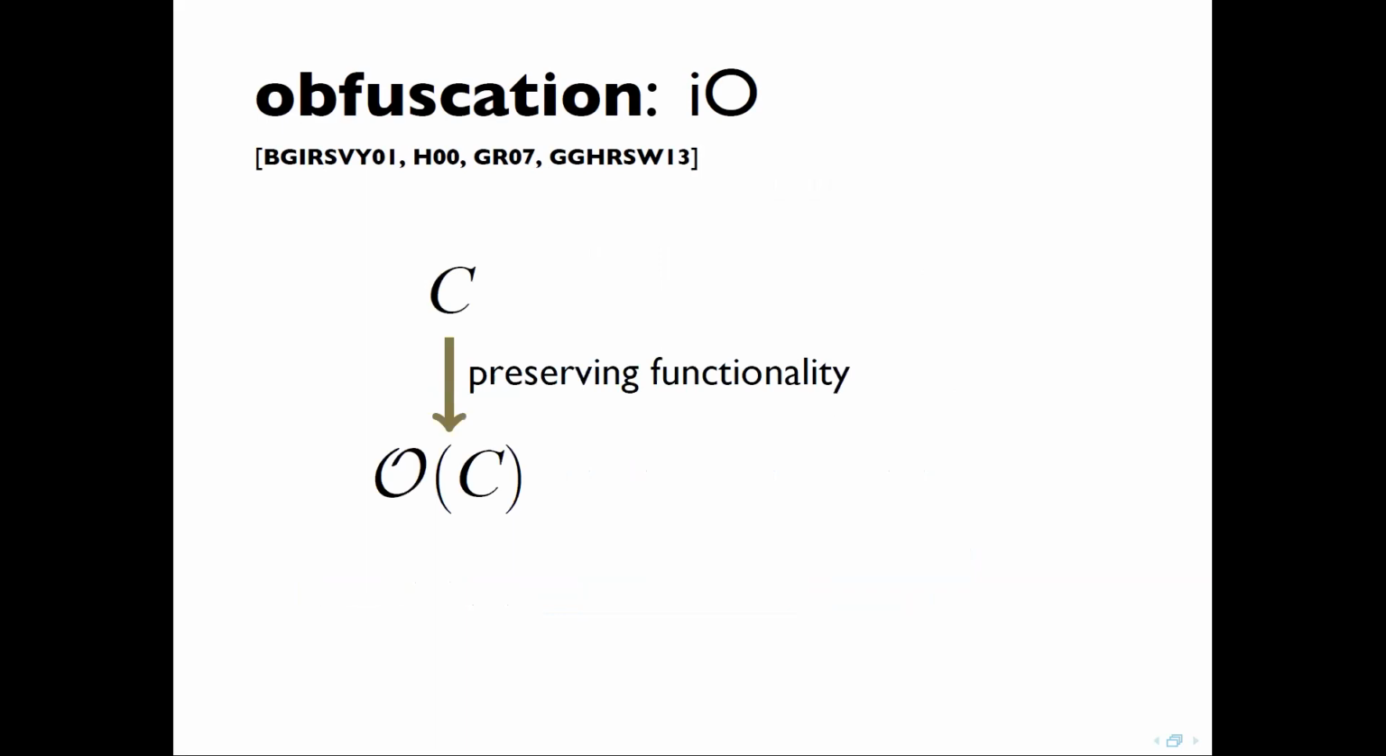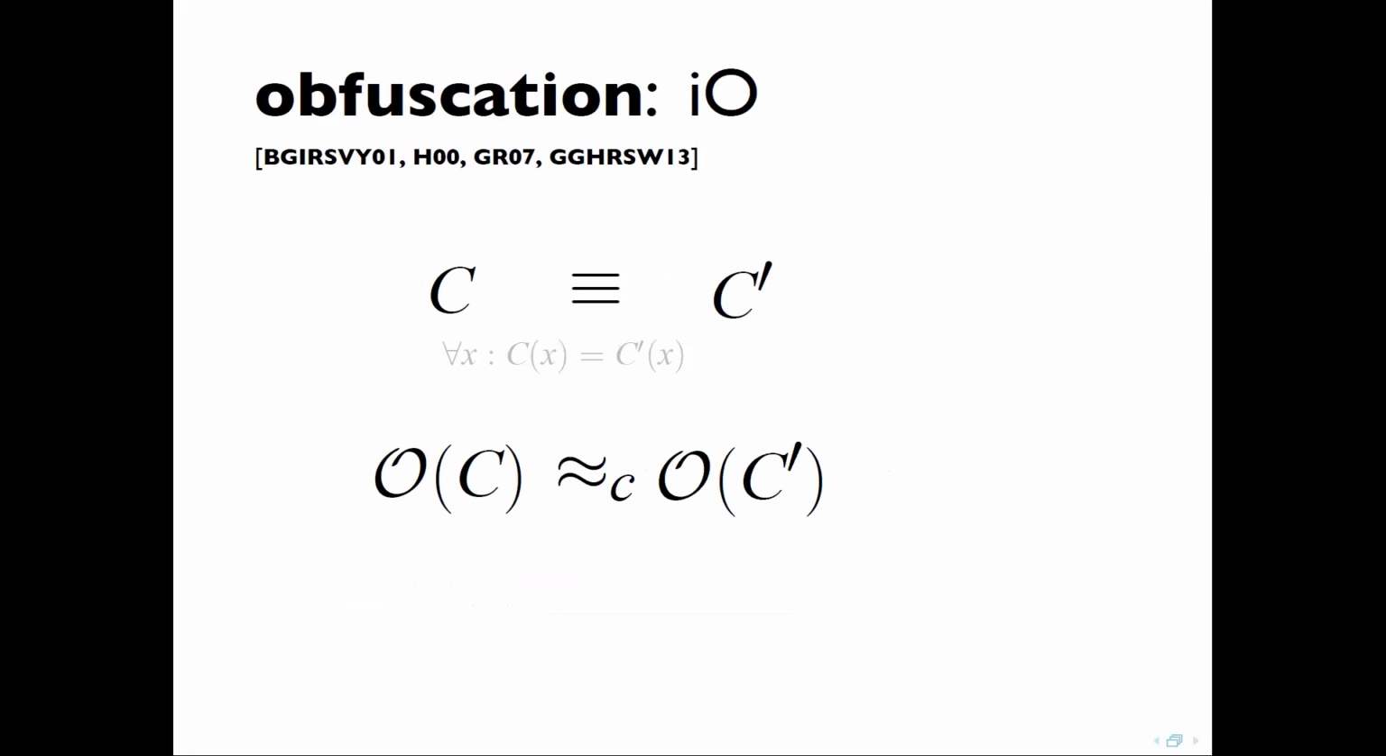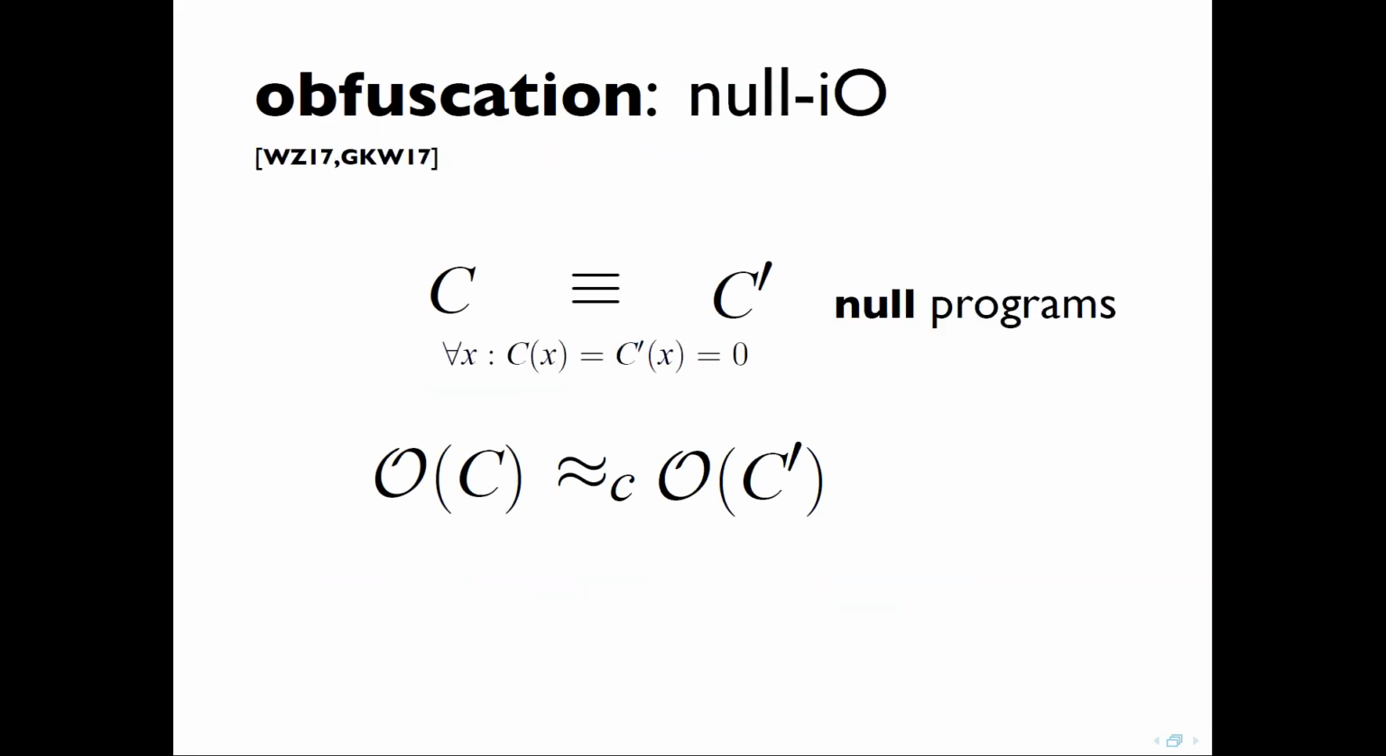In program obfuscation, or iO, your goal is to convert a program C into a functionally equivalent obfuscated program, with the requirement that if you're given two programs that are functionally equivalent, then the obfuscated programs should be computationally indistinguishable. In this work, we focus on a relaxation of iO called null iO, which has the same correctness requirements but a weaker security guarantee, namely that the indistinguishability should hold only for null programs, programs that reject on all possible inputs.